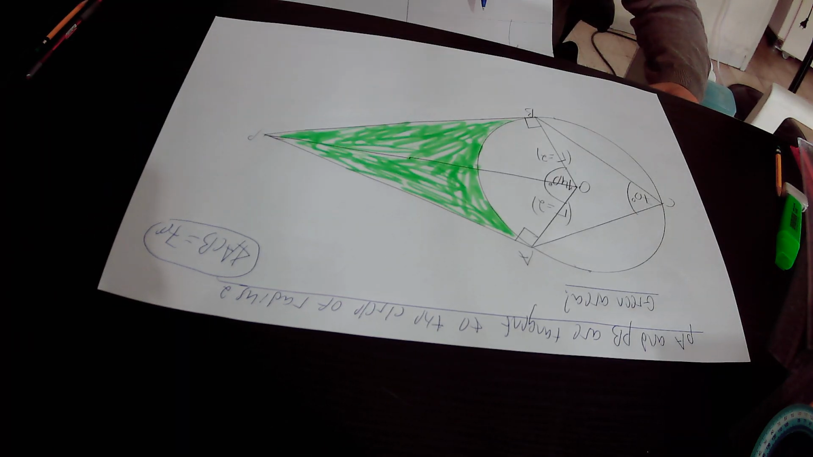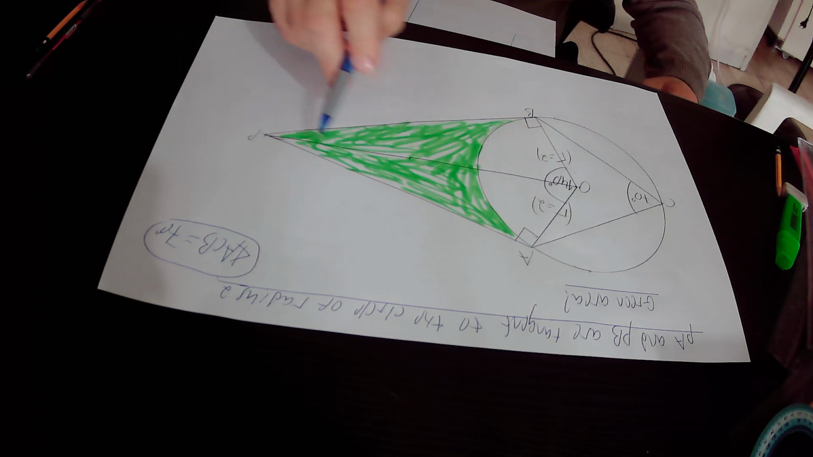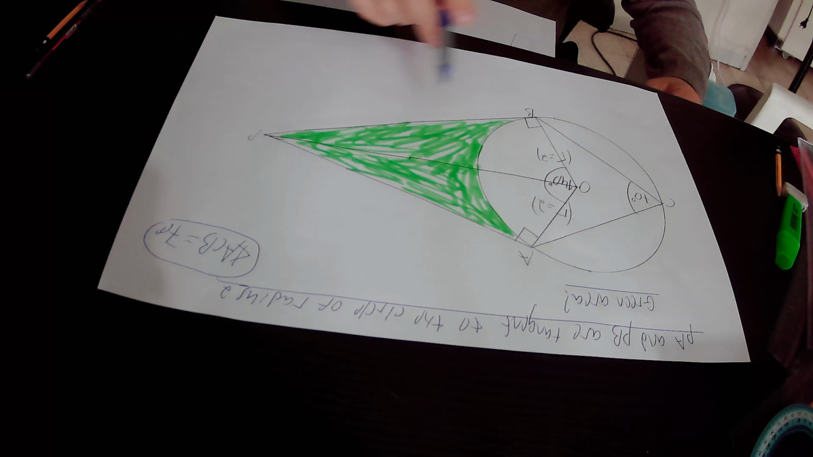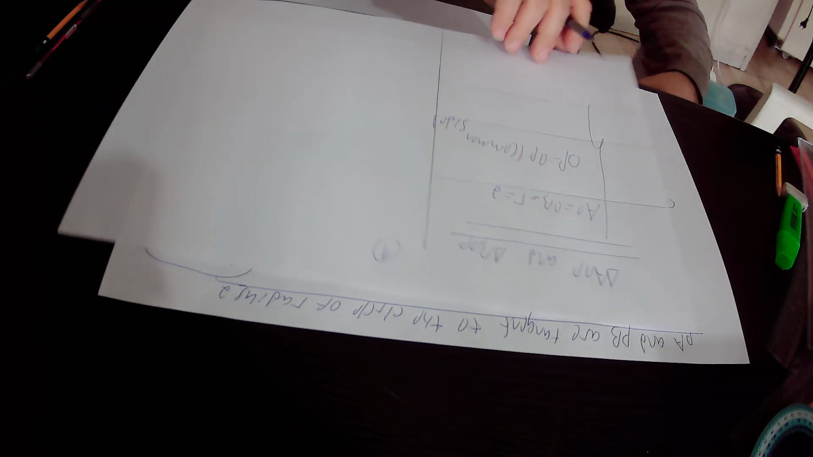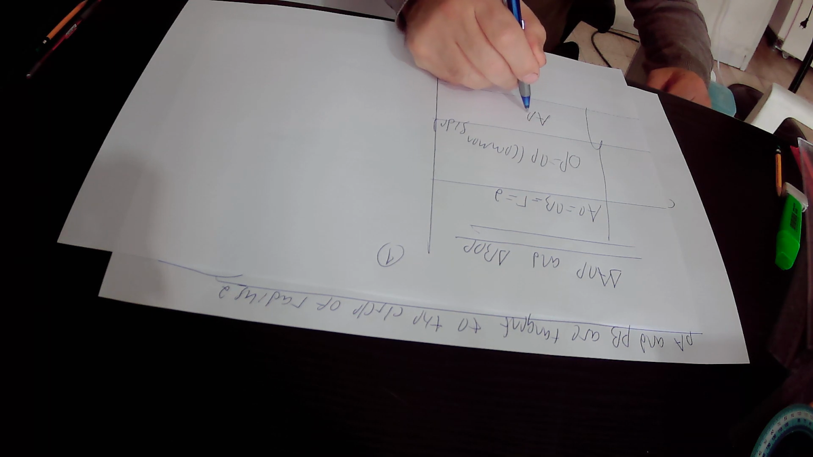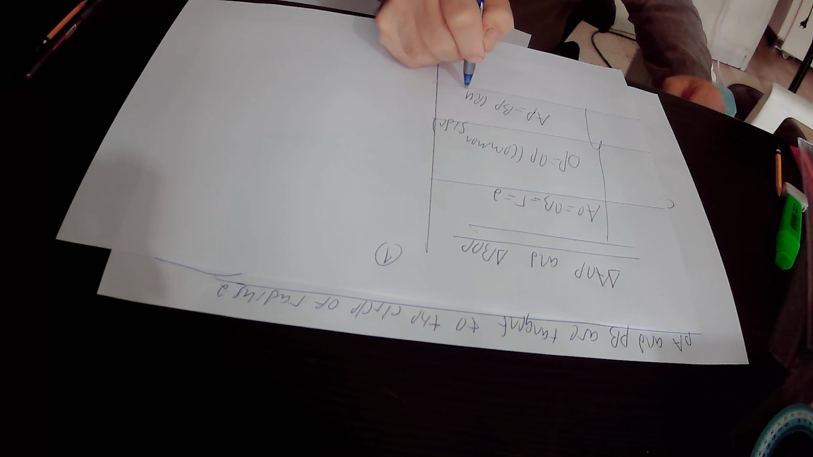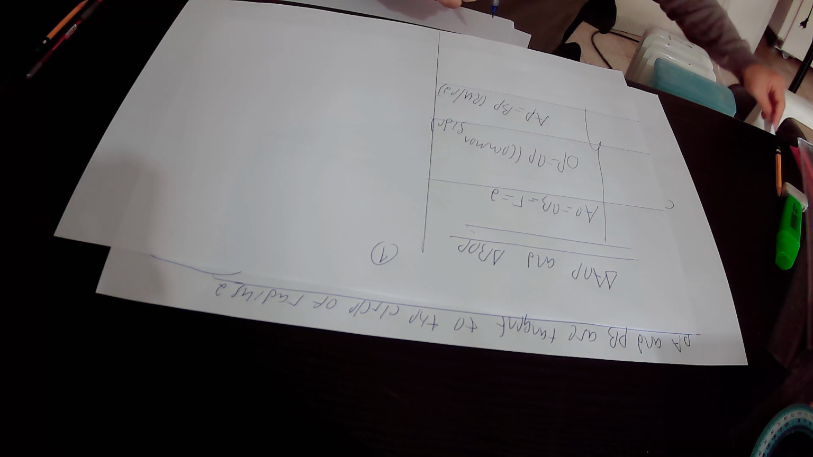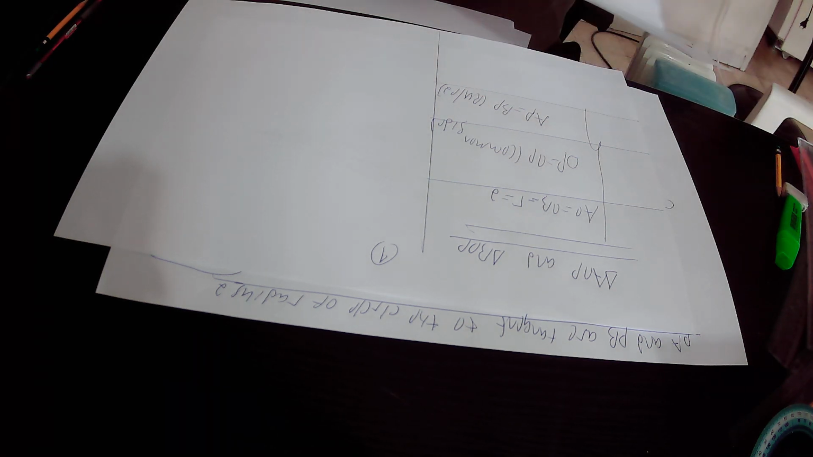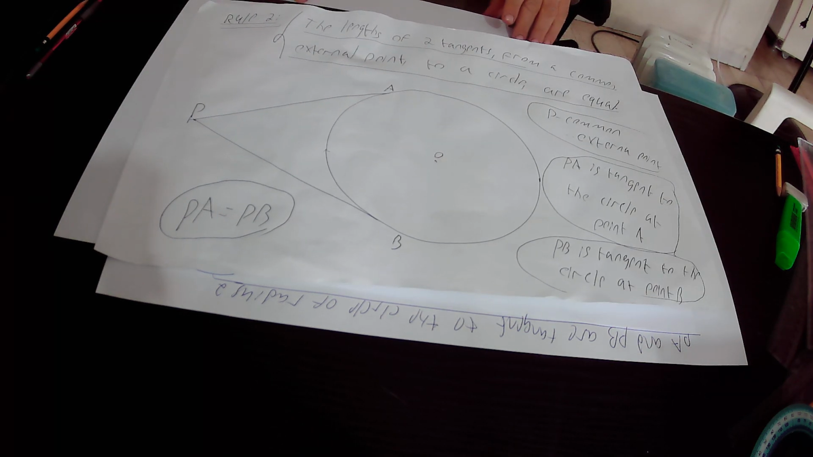And finally, side AP of the right upper triangle APO equals side BP of the right lower triangle BPO. So AP equals BP according to rule 2. I repeat quickly on rule 2. According to rule 2, the lengths of two tangents from a common standpoint to a circle are equal.